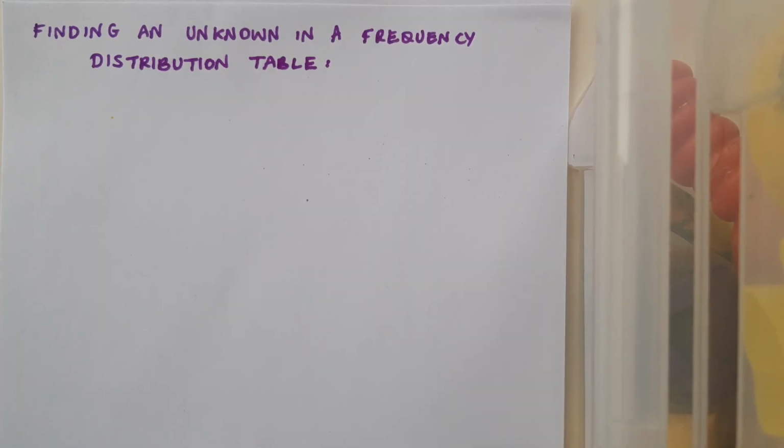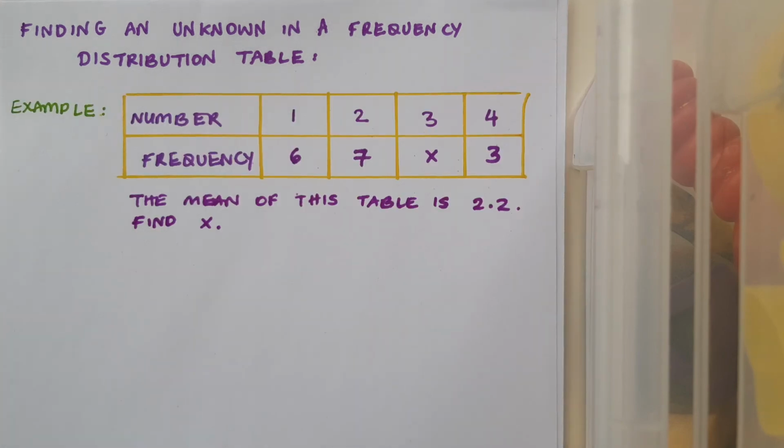You may also be required to find an unknown in a frequency distribution table. So in this example, we're given a table with the numbers 1 to 4, and we also have their frequencies 6, 7, x. So I don't know what the frequency of 3 is, and the frequency of 4 is 3. And I'm told an extra piece of information, which is that the mean of this table is 2.2, and I want to find x.